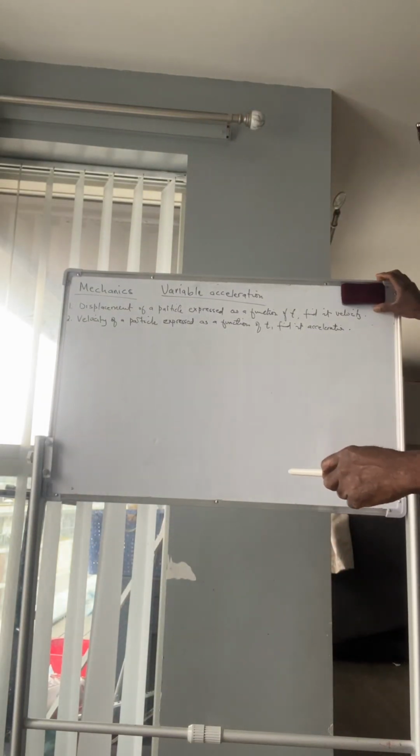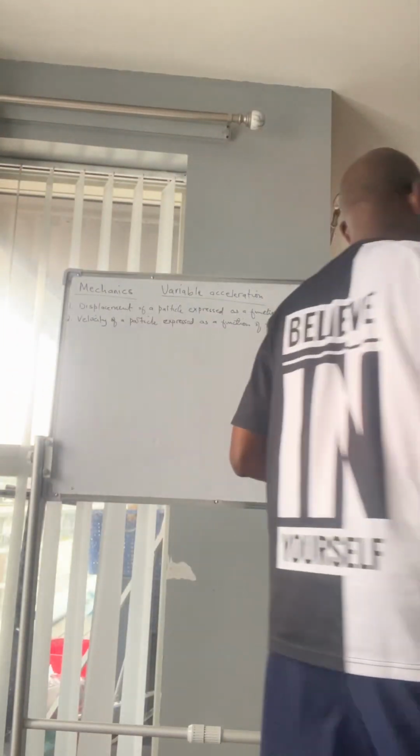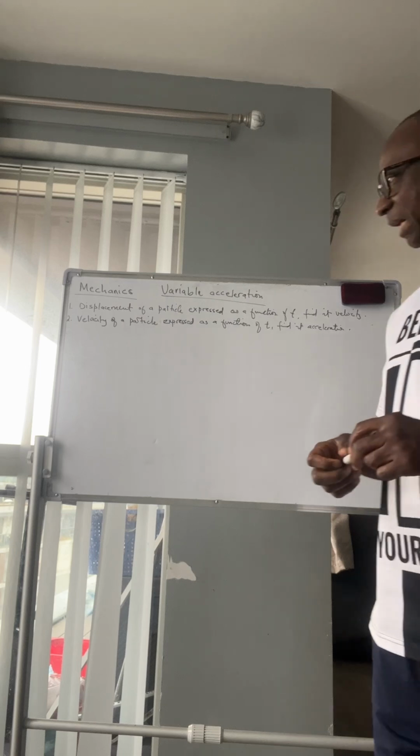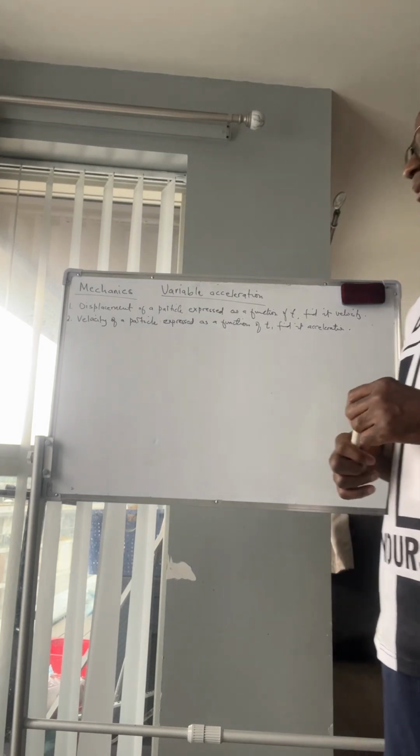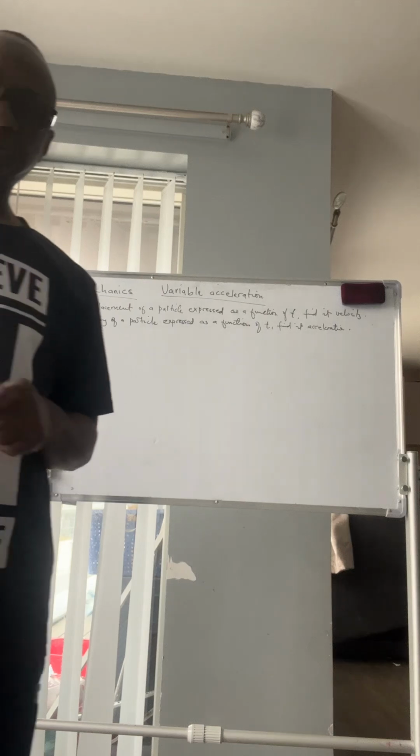We are going to look at displacement, velocity, and acceleration of particles on a variable acceleration. That means when the acceleration of these particles varies, it's no longer constant as we had previously.